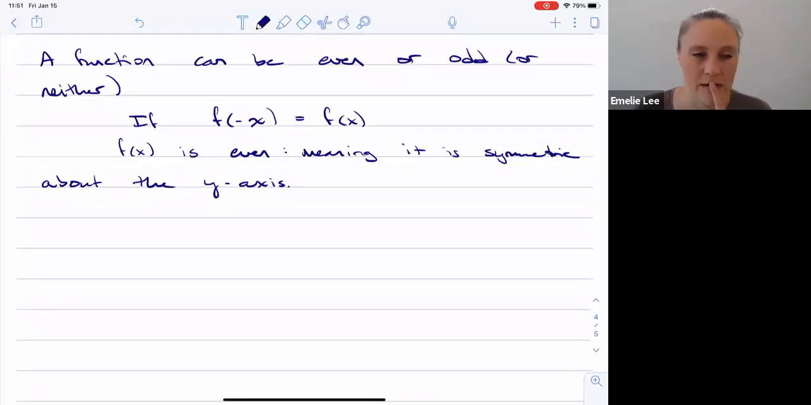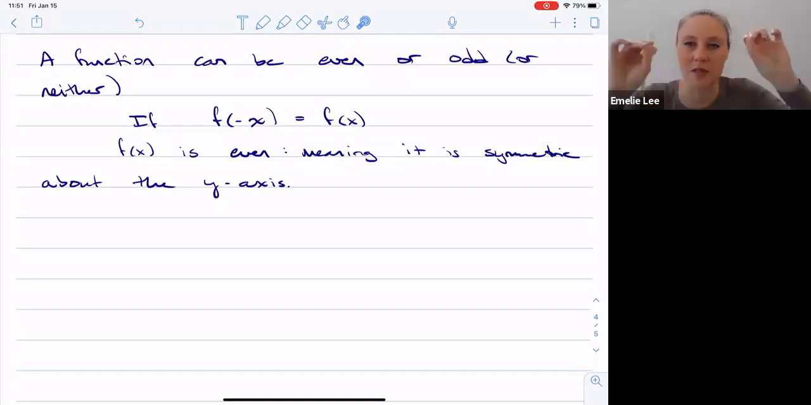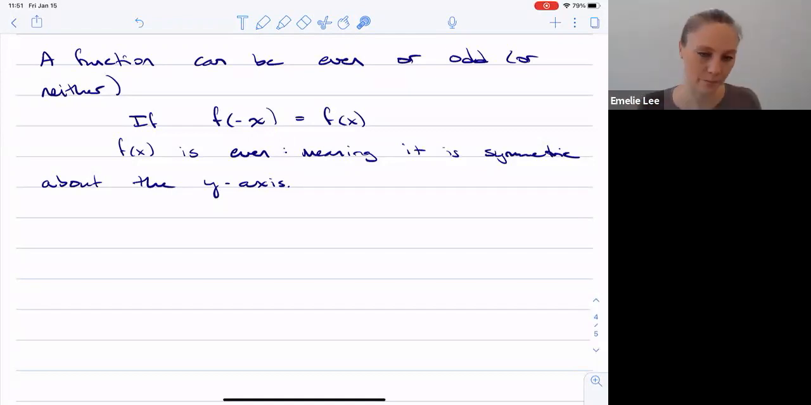Okay. And you can think about that, right? So if I'm able to plug in a negative x and just kind of rework it and I get the same output as if x was positive, then you've got this kind of symmetry. So x squared is even, right? Because it's symmetric about the y-axis.